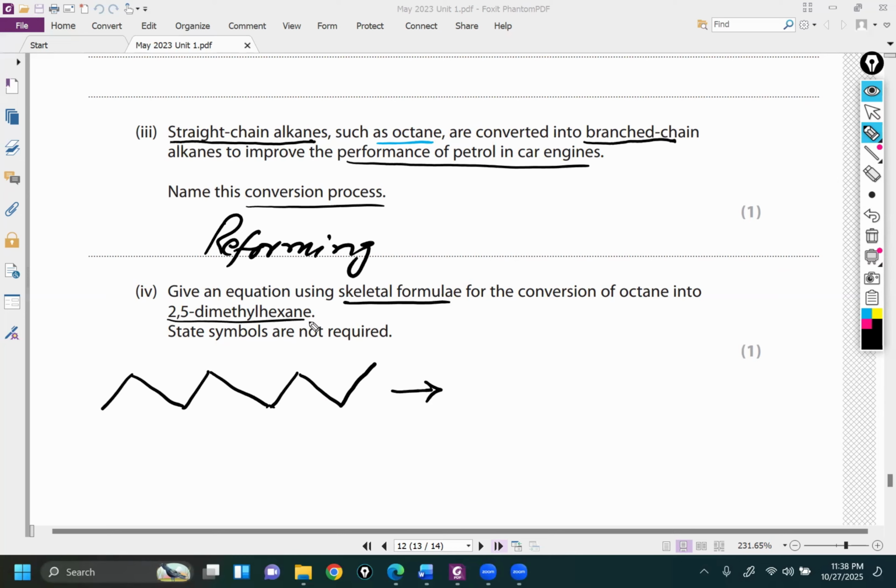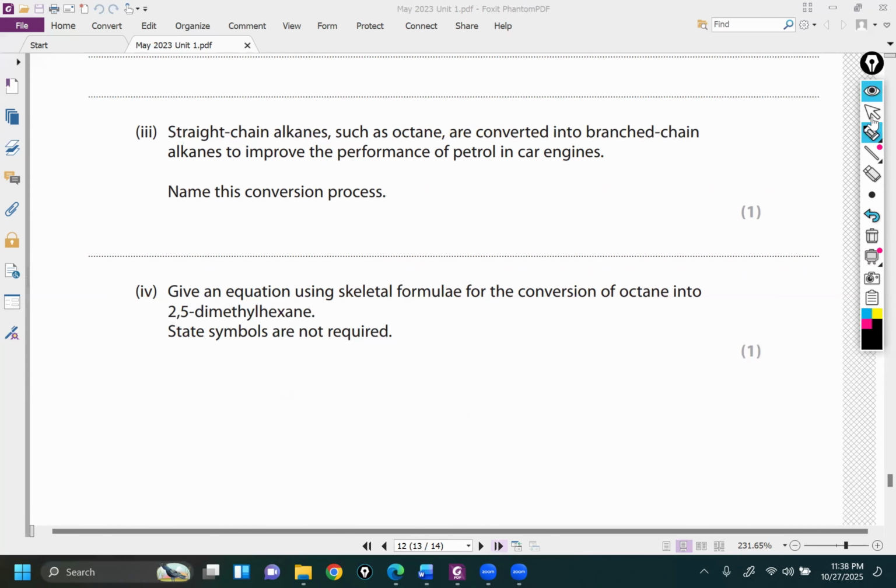2,5-dimethylhexane. You will start from hexane. So 1, 2, 3, 4, 5, and 6. Now this is 1, this is 2. So one methyl group is attached at the second position. This is 3, this is 4, and this is 5, and one is attached at the 5 position. That's it, and it will be 2,5-dimethylhexane. So this is reforming: the straight chain alkane changes into the branched chain alkane.